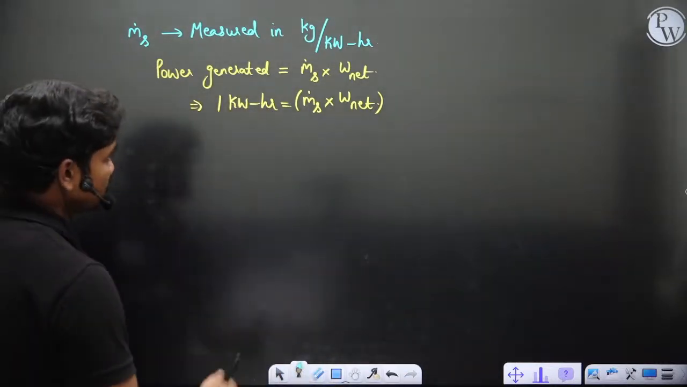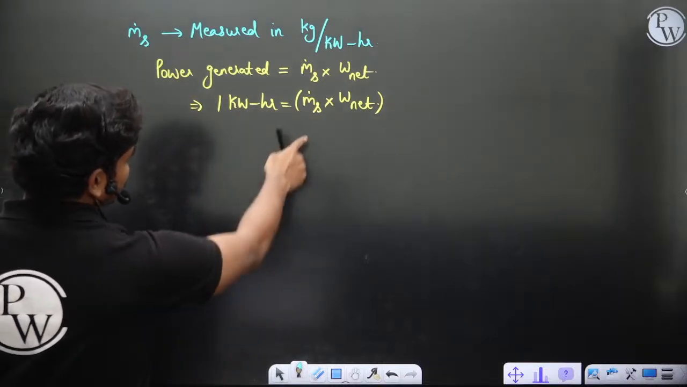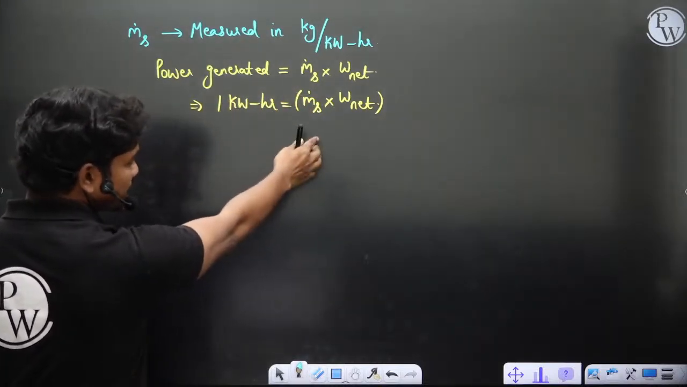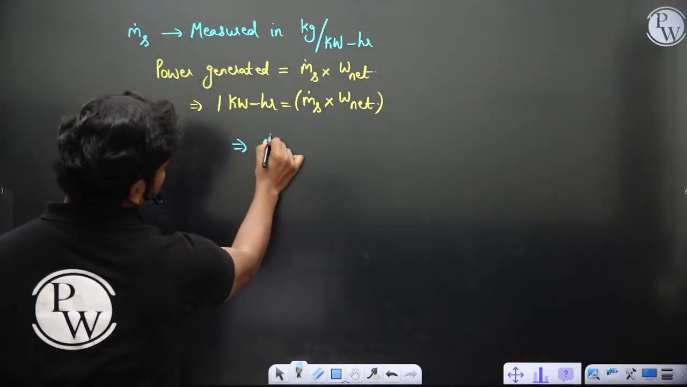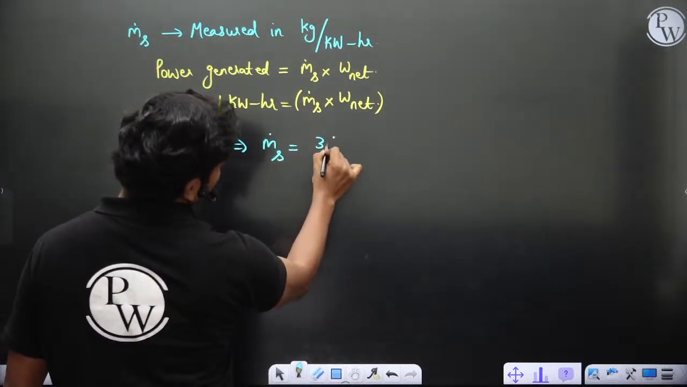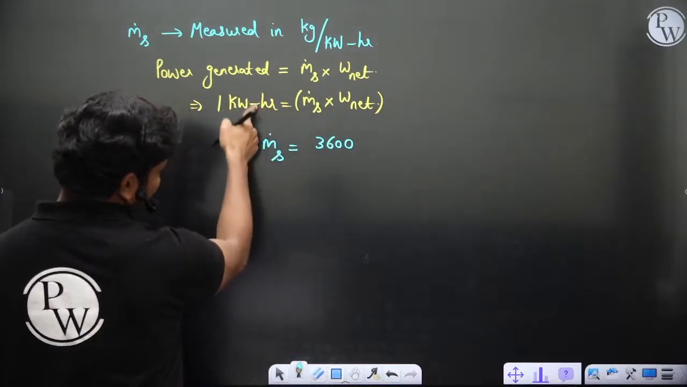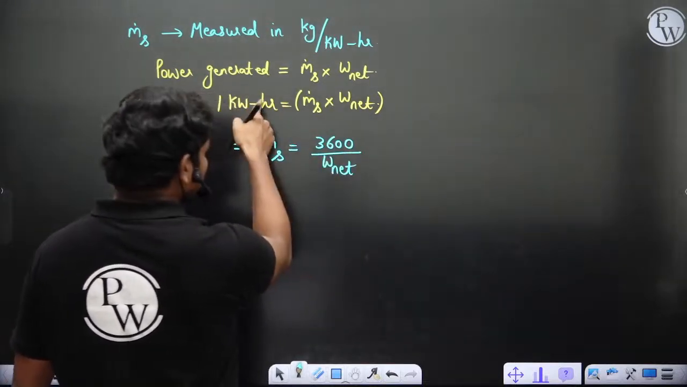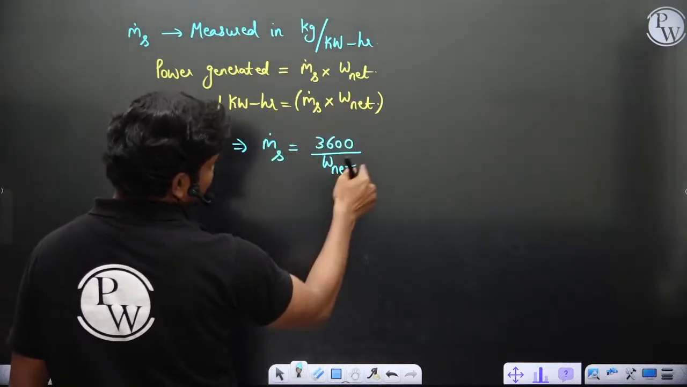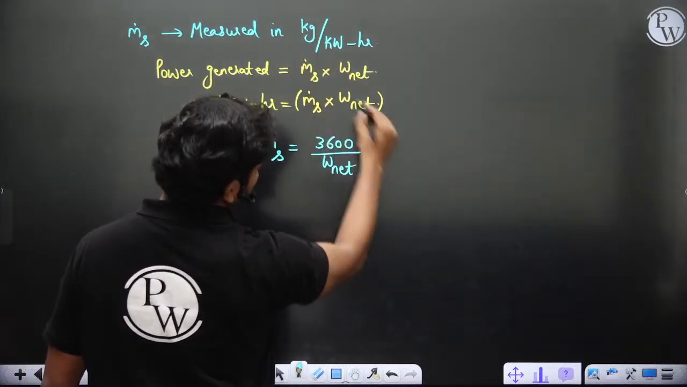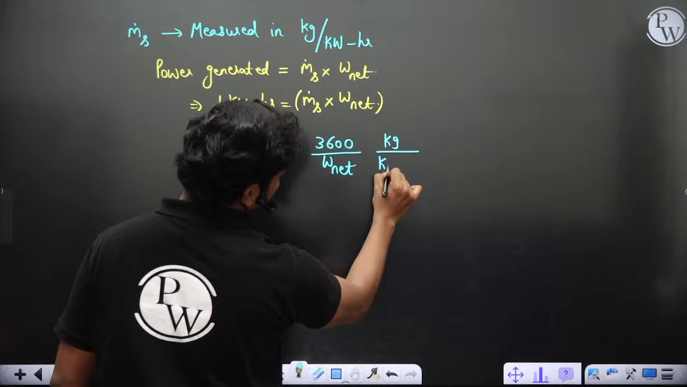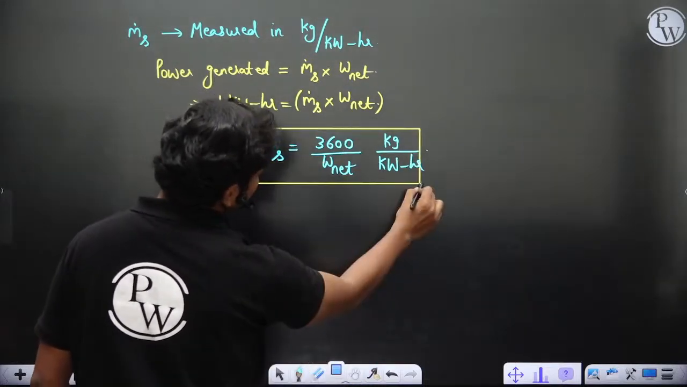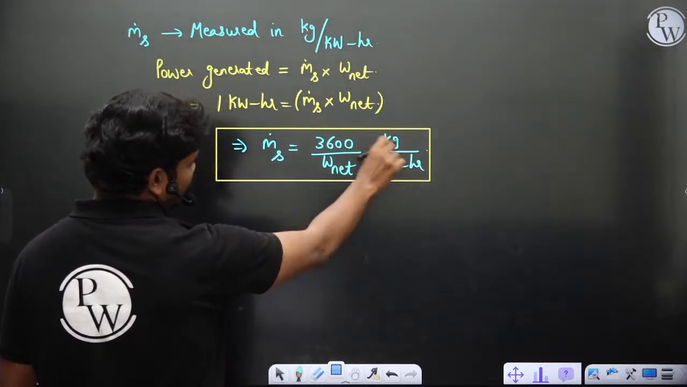If you simplify this relation and convert to 3600 kilojoules, with a basic calculation you will end up with m dot s equal to 3600 by w net. This 3600 comes from converting the hour to seconds, and once you convert to kilojoules and put in w net, upon simplification you get the units kg per kilowatt hour. I'm giving you some homework, so please try this. It's a very simple calculation, because all you need to know is how to calculate these units. That's it.